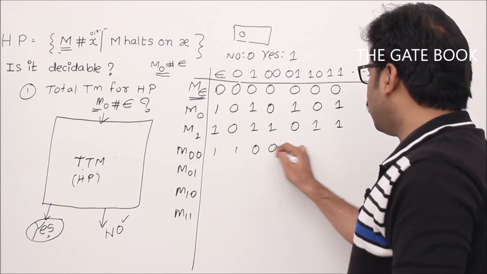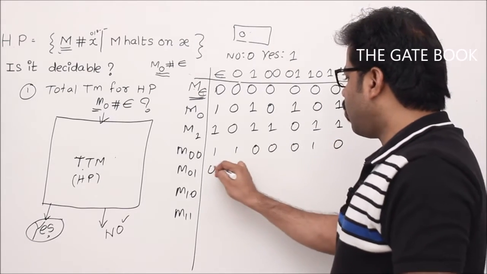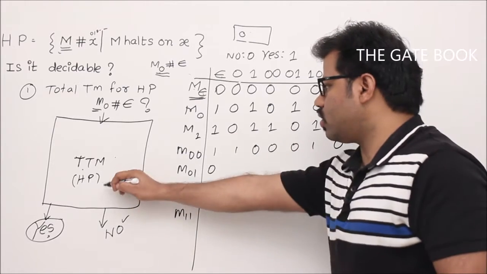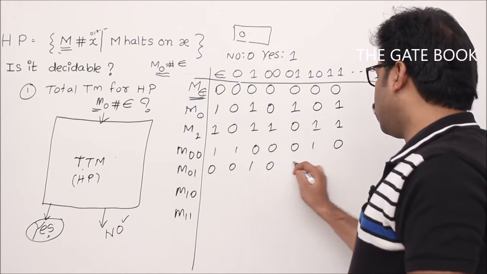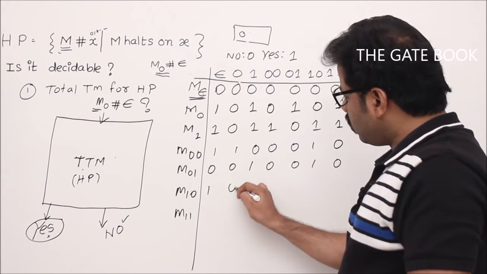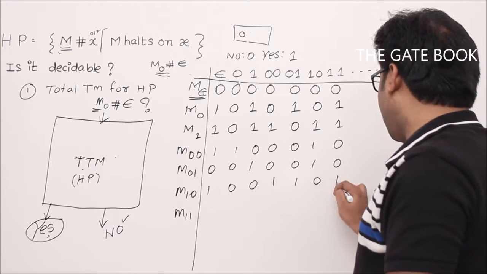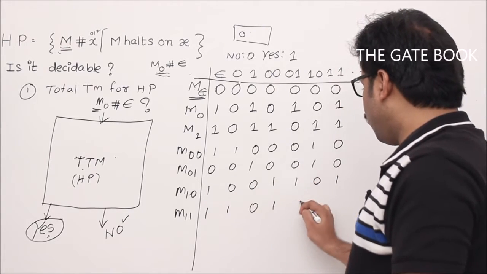Okay, 110010. I am assuming that these values are given by this total Turing machine. 0 0 1 0 1 0 0 1 1 0 1 1 1 0 1 1 1 0.